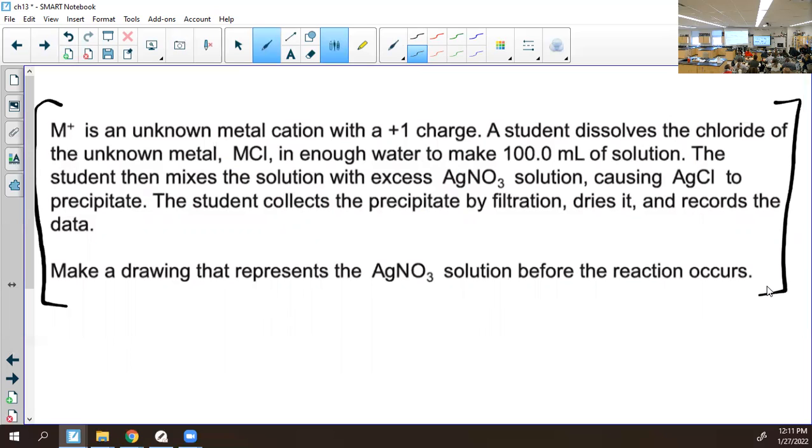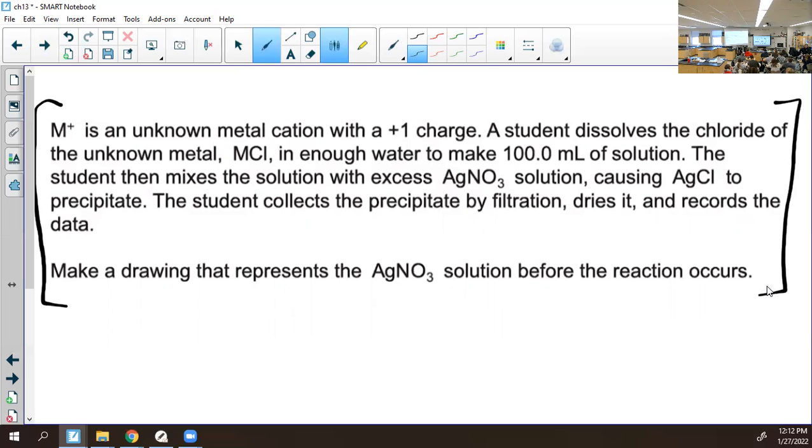A student dissolves the chloride, meaning the metal chloride, family 1 and chlorine, MCl, in enough water to make 100 milliliters of solution. The student then mixes the solution with excess AgNO3 solution, causing AgCl to precipitate. The student collects the precipitate by filtration, dries it, and records the data. Make a drawing that represents the AgNO3 solution before the reaction occurs. That's a lot of words to draw a solution. This would be in a question that had a lot of math also.